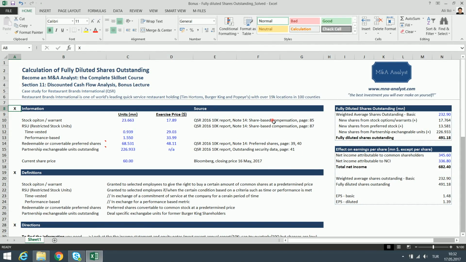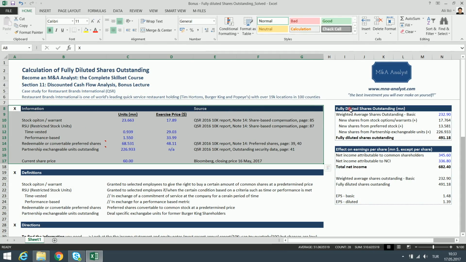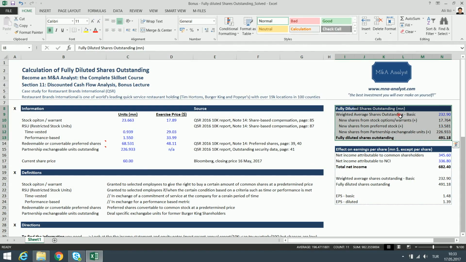So before we start, I want to give you a very brief introduction to this page. Here we have the information we need for this study. Here on the top right corner, we have the fully diluted number of shares summary. Here we have the earnings per share data and calculation. This is because we want to show the impact of fully diluted shares on earnings per share data, which is one of the main reasons why we want to calculate this number in the first place.